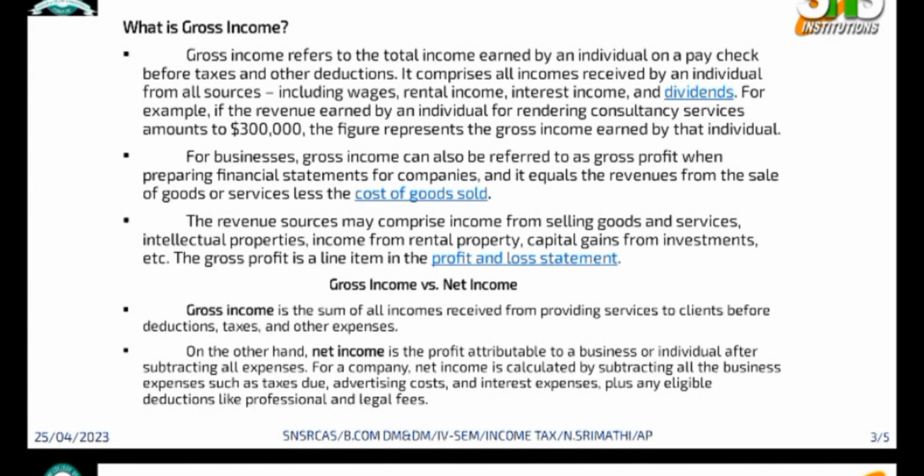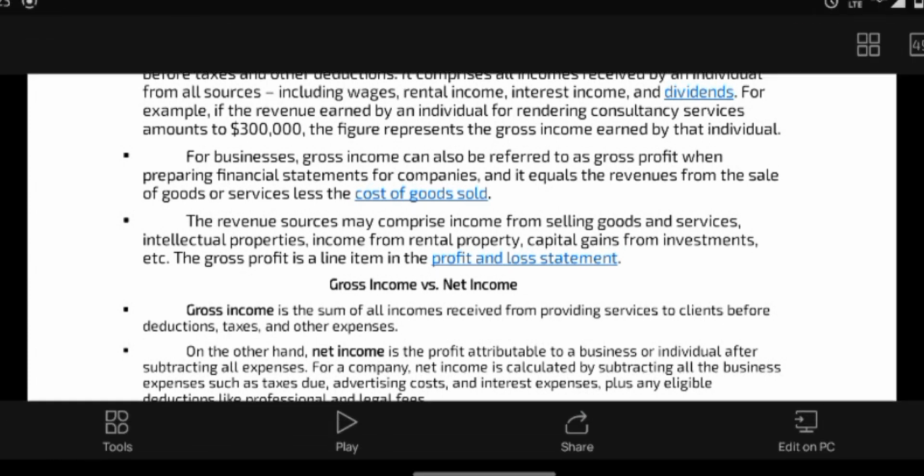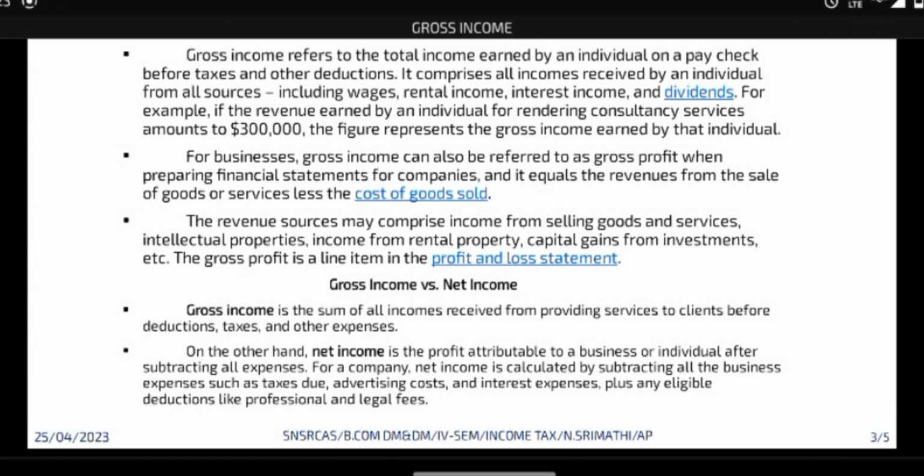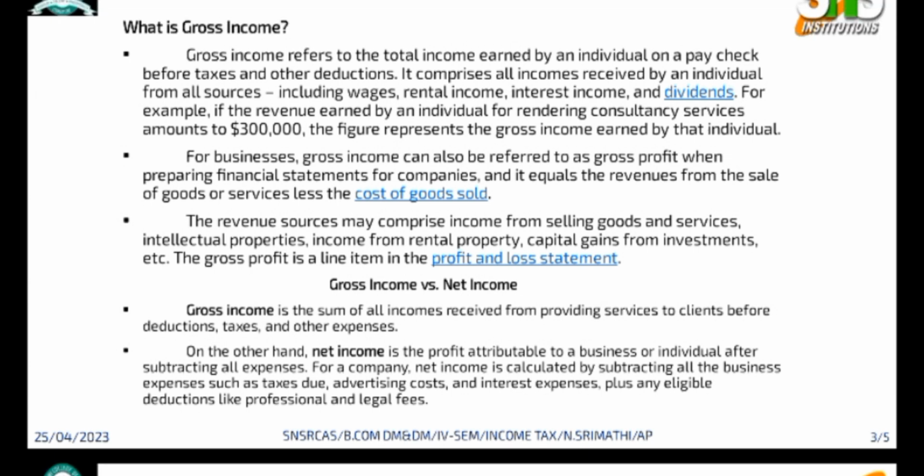For business, gross income can also be referred to as gross profit when preparing financial statements for companies, and it equals the revenue from the sales of goods or services less the cost of goods sold. The revenue sources of companies' income are from selling goods and services, intellectual property income, rental property, capital gains and investments, etc. The gross profit is a line item in the profit and loss statement.